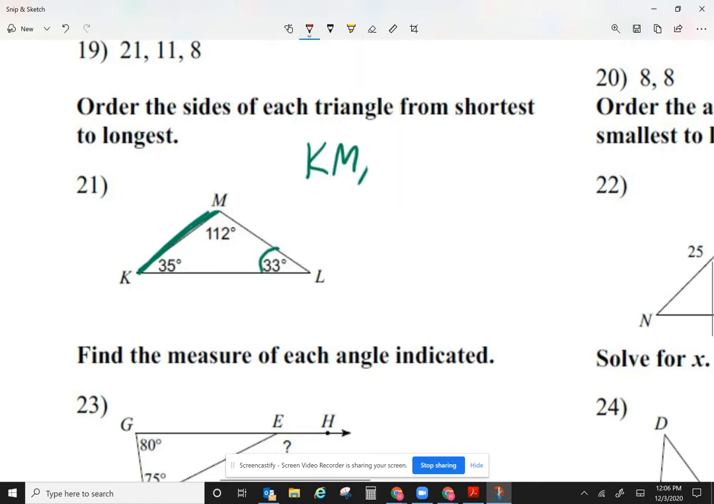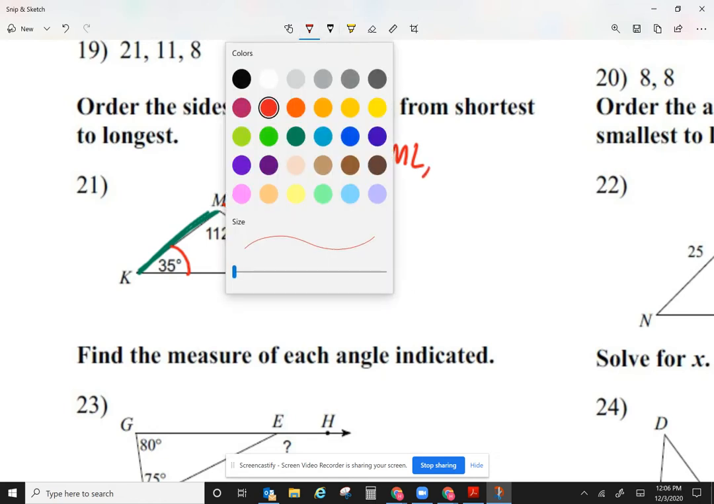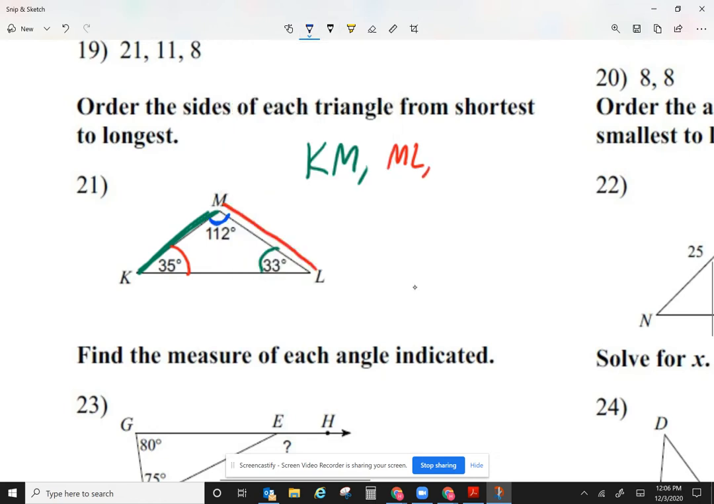Then looking at my angles, then after 33, I'm moving to 35. I'm going from small to large. 35, that angle 35 is opposite from the side ML. So ML. And then the biggest angle is opposite from the biggest side. The biggest side will be KL. I don't know how big the measurements of the sides are, but I can tell which one's smaller and which one's largest. Don't forget that when you type in your homework, don't forget the space after each comma.